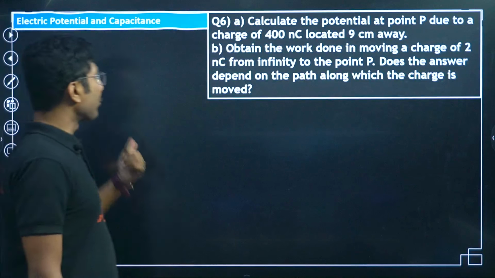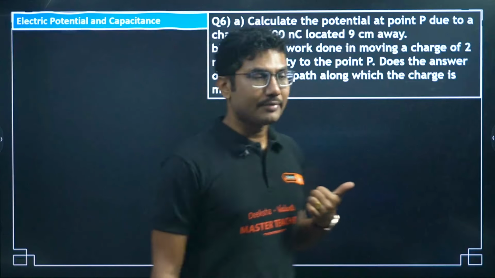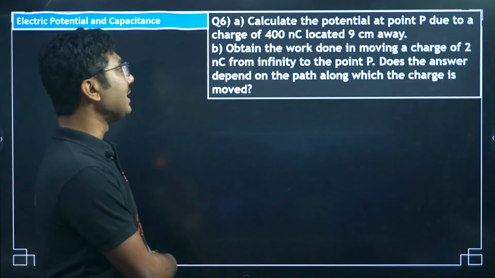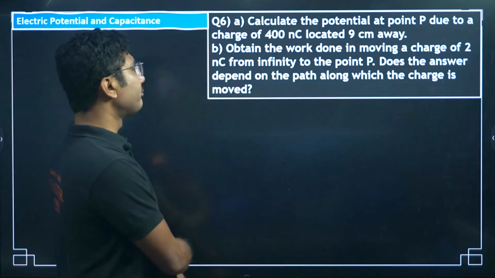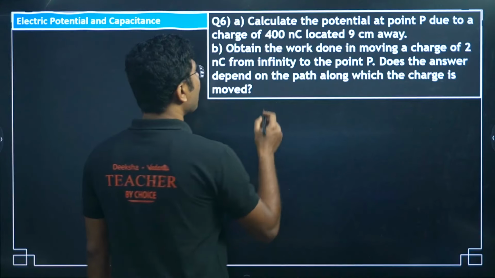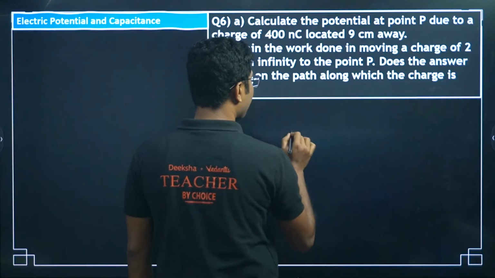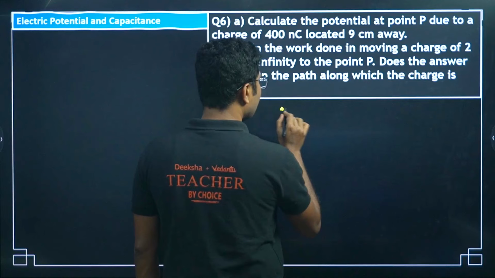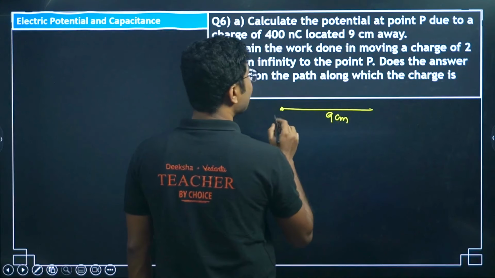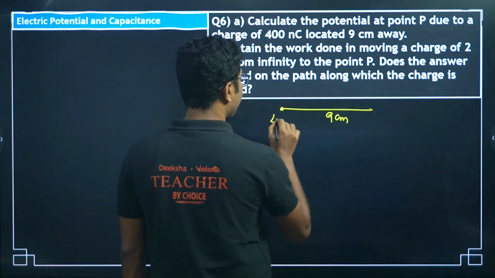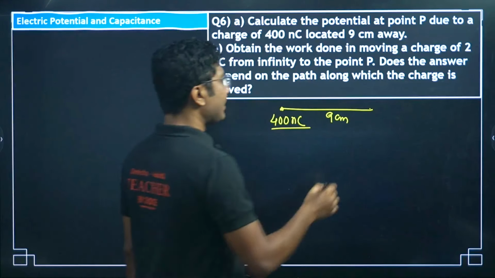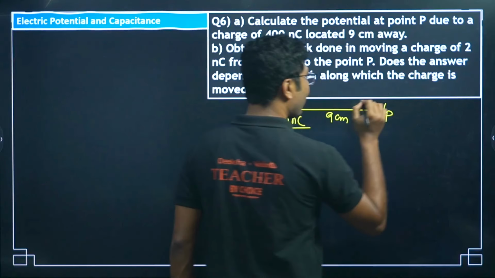Now, electric potential and capacitance. The next chapter, time for solving the next chapter questions. Calculate the potential at a point P due to a charge of 400 nanocoulomb located 9 centimeter away. So, first we have to calculate the electric potential due to a point charge at a distance 9 centimeter. The charge is given here as 400 nanocoulomb. Okay. So, we are trying to find electric potential. Now, it is time for electric potential.